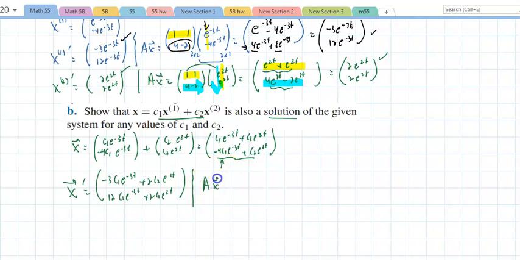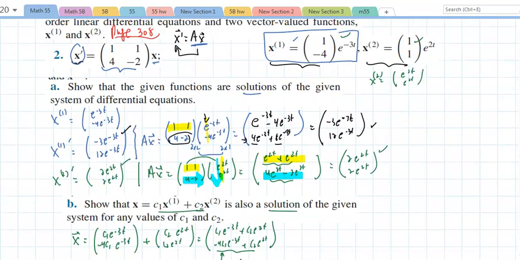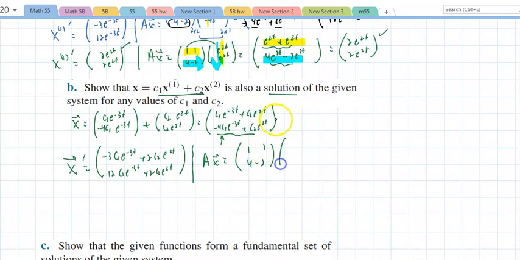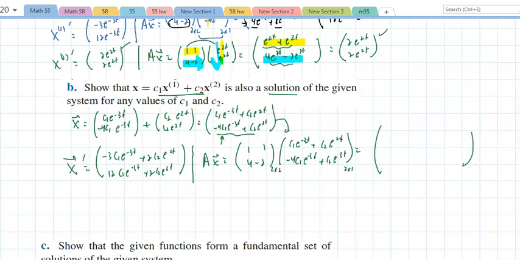And if I take Ax, and what did we use? It was 1, 1, 4, negative 2, multiplied by this matrix, c1 e to the negative 3t plus c sub 2 e to the 2t, negative 4c1 e to the negative 3t plus c sub 2 e to the 2t. Let's see how this works. Again, this is 2 by 2, this is 2 by 1, so the outcome is a 2 by 1. And to generate the first, I would use the 1, 1 multiplied by this matrix, and that would be a bit longer than this. That would be 1 times c1 e to the negative 3t plus c2 e to the 2t, plus 1 times negative 4c1 e to the negative 3t plus c2 e to the 2t.